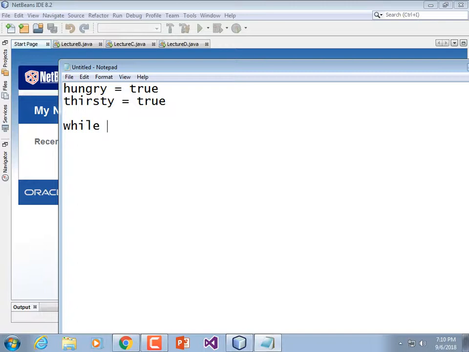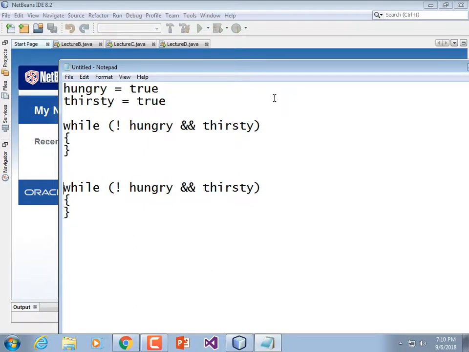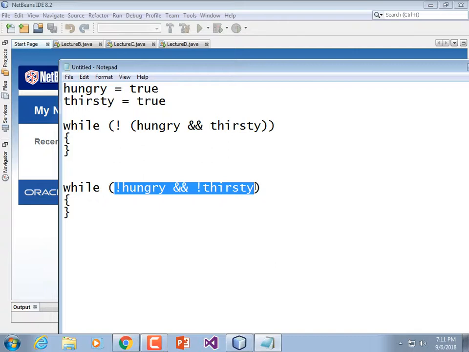While not hungry and thirsty, do something, whatever that something is. And for whatever reason, you feel like rewriting it like this. While not hungry and not thirsty. Okay, I'm going to rewrite this a little bit. Say you had that, and say you didn't like writing it with the not here, and you wanted to put the not in there instead. Well, you can, but you've got to make a change.